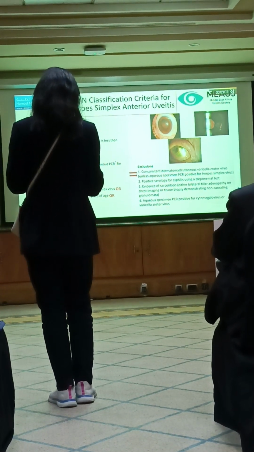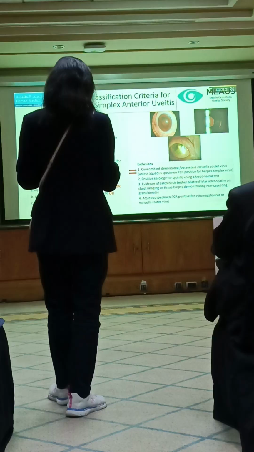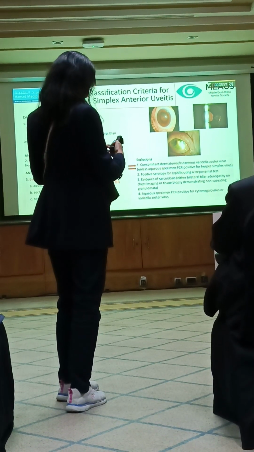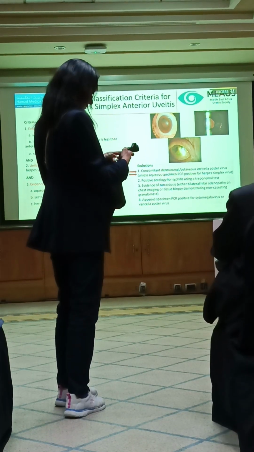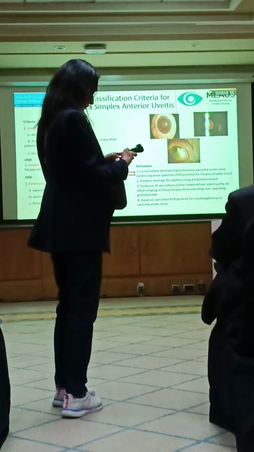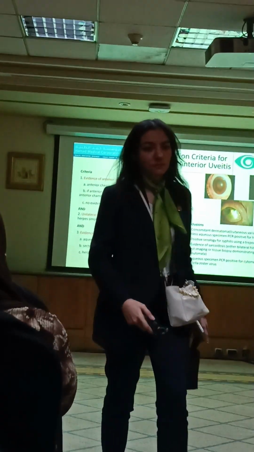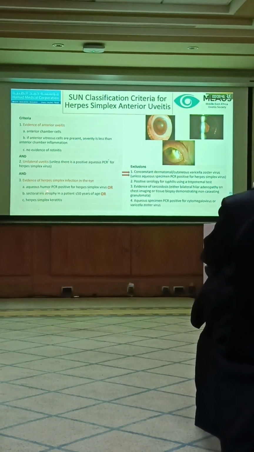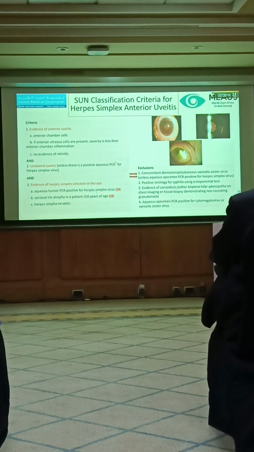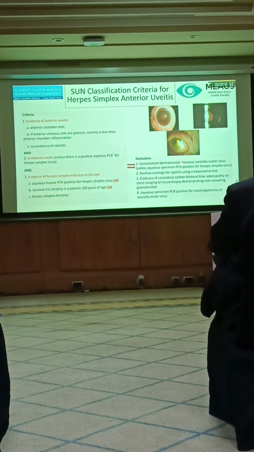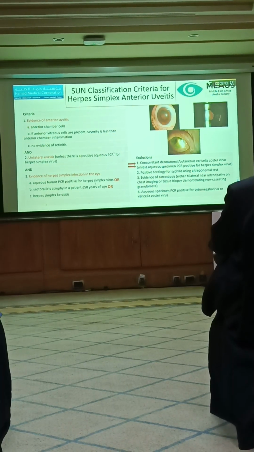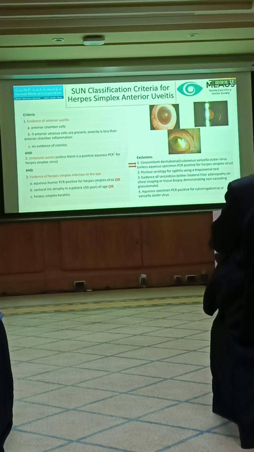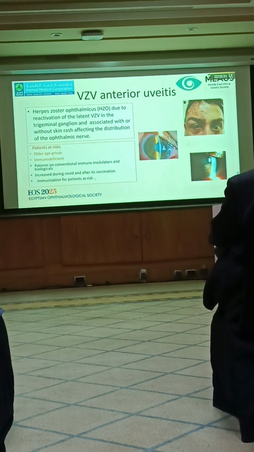There are some classification criteria for herpes simplex uveitis, depending on clinical features. You can do the PCR, but it is not a must. Iris changes in a patient of less than 30 years, and keratitis, are suggestive in the absence of concomitant dermatomal varicella zoster changes, and with the exclusion of other causes of hypertensive uveitis, mostly syphilis.